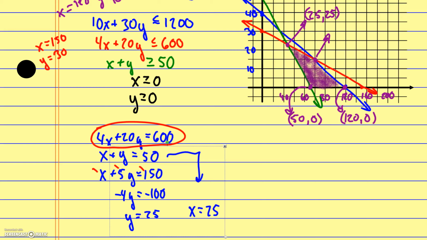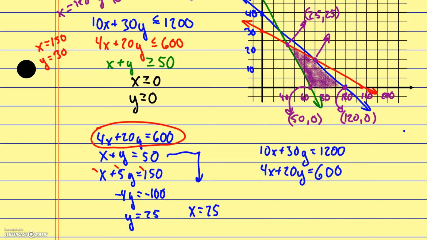Then for the next one, I have to do the same thing. I set up a system of equations between the red line and the blue line, so I'm going to write each of those down. I've got 10x plus 30y equals 1200. That's my blue line. The red line, once again, is 4x plus 20y equals 600. I kept looking at some of my other equations down here.